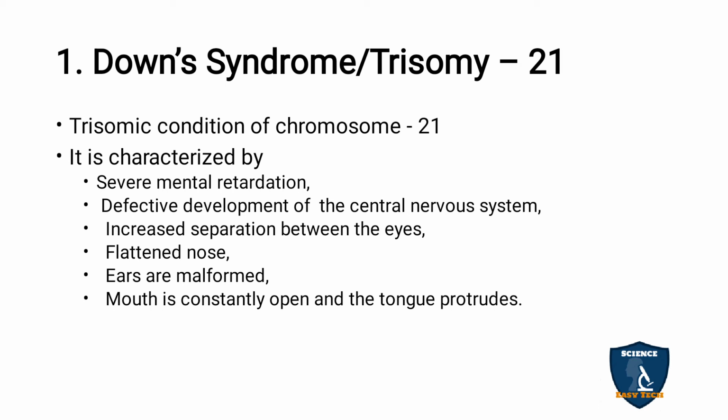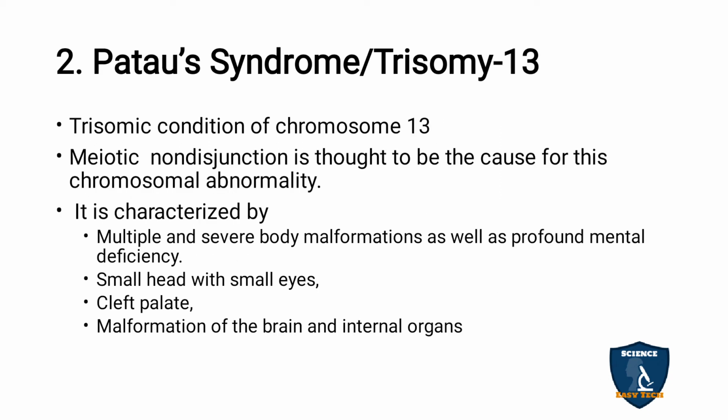Ears are malformed, that is, not like ours. The mouth is constantly open and the tongue protrudes. Protrudes means it is in a rolled condition, or it may have a sprinkle-like condition in the tongue, and the mouth is always open. They are not able to close the mouth. So these types of symptoms are seen in Down syndrome. They may ask in a 5 mark question about the characteristics of Down syndrome or trisomy 21.